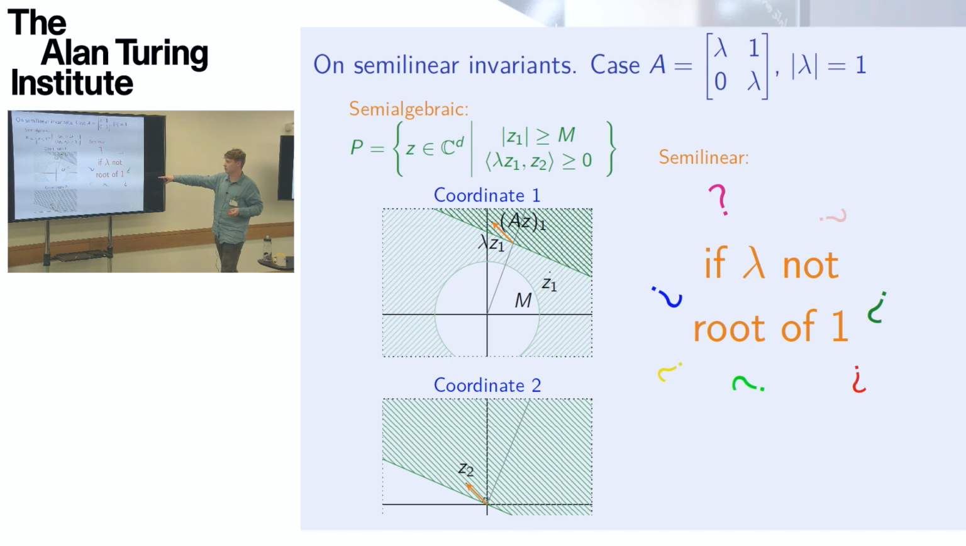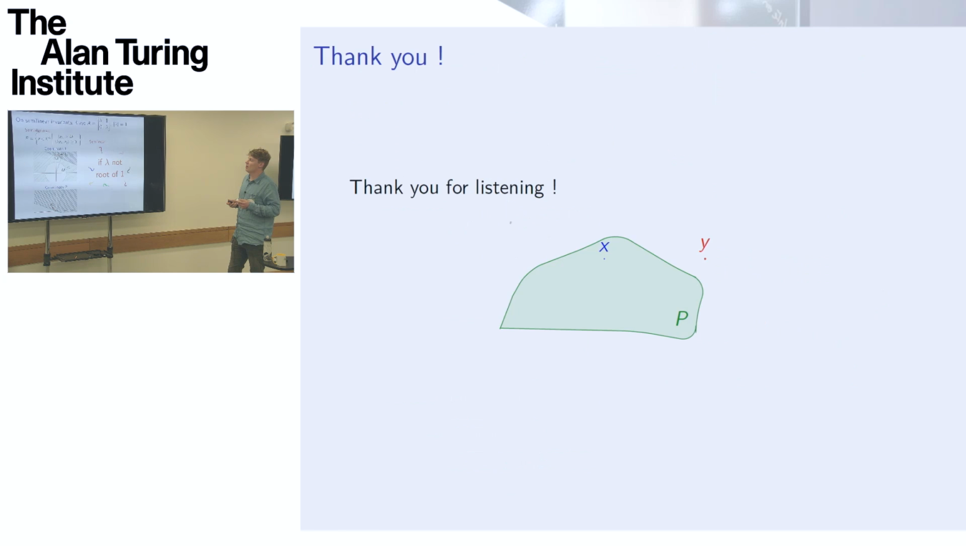That was hard to prove, but we did it a little while ago. So now there's no doubt anymore: we know that if lambda is not a root of 1, there's no semilinear invariant. Okay, so this concludes my talk, and you have a nice little semi-algebraic invariant picture. Okay, thank you.